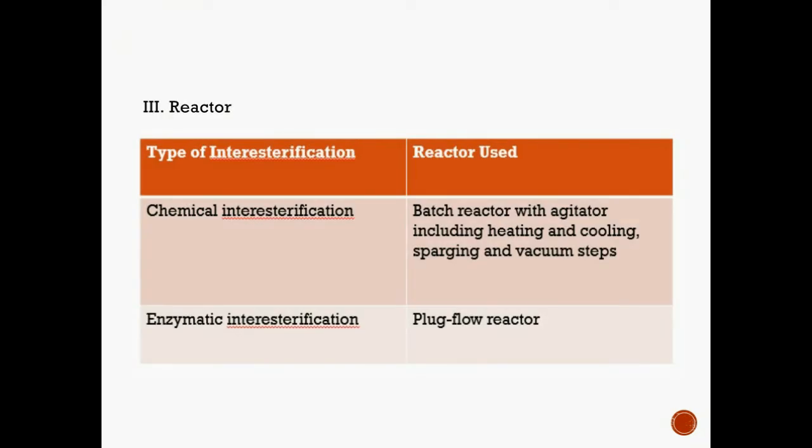For the reactor, if we look at the table here, chemical interesterification uses the batch reactor with agitator, including heating and cooling, sparging and vacuum steps. For enzymatic interesterification, the reactor used is the plug flow. Each type of interesterification has its own operating conditions.